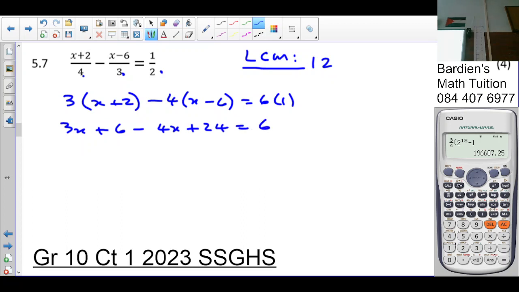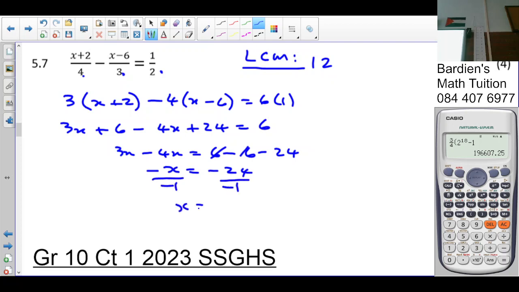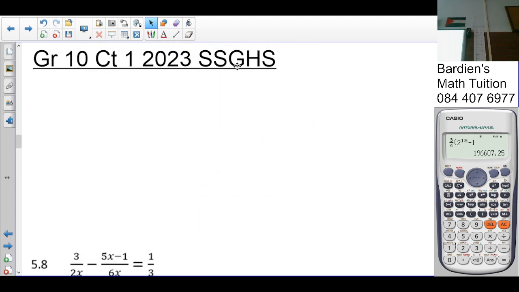Okay, x is one side, now the numbers must start this side. So it's going to be 3x minus 4x is equal to 6 minus 6 minus 24, which is negative x is equal to negative 24. As that cancels, divide by negative 1 both sides, so x is 24. Any confusion here? No, sir. Right, next.